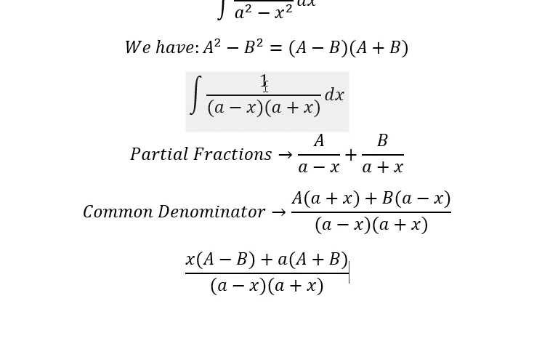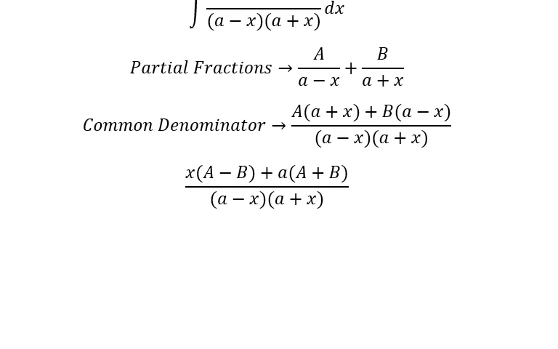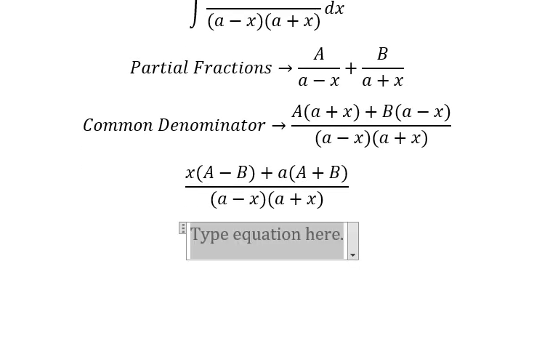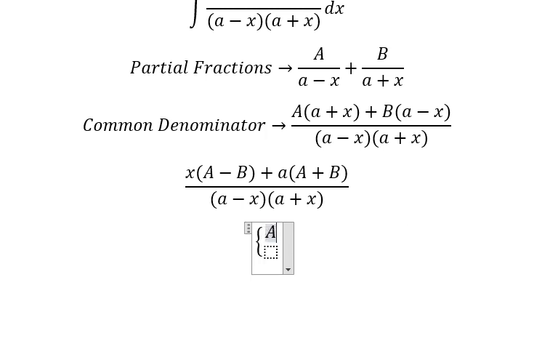Next, the coefficient of this one, we have number 1. That means this one equals number 1. We don't have s, so A minus B equals number 0. And now we create the system of equations. So we have A minus B equals number 0.